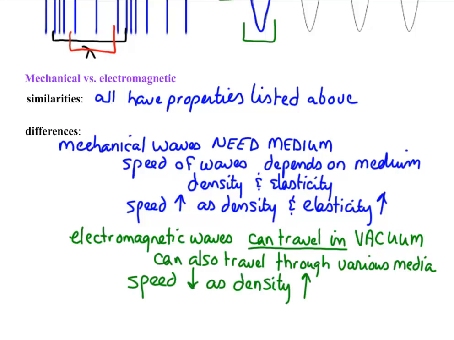So, two big differences again between mechanical waves and electromagnetic waves. Mechanical waves need a medium in order to travel. No medium, no mechanical waves. And as the density and elasticity of the medium increases, the speed increases. Electromagnetic waves don't need a medium. They can travel through a vacuum, but they can also travel through various media. And for them, as the density of the medium increases, their speed decreases.